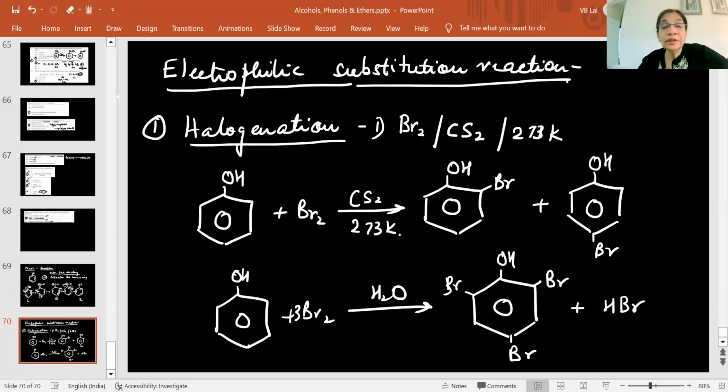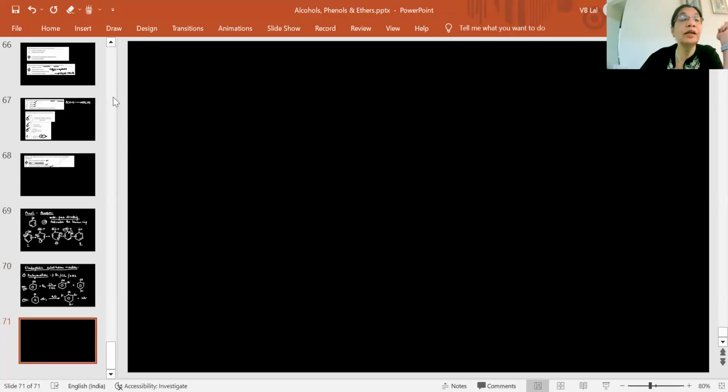So this is a reaction when you use a polar solvent. Here the polar solvent helps and this is non-polar. So if you want only mono-substituted product, you choose a non-polar solvent. Otherwise, you use a polar solvent. So that is halogenation of phenol.